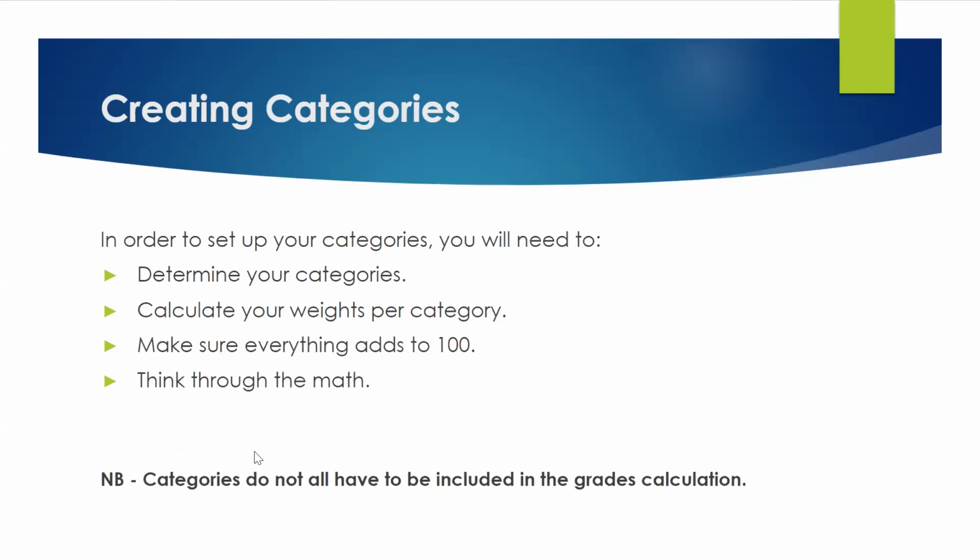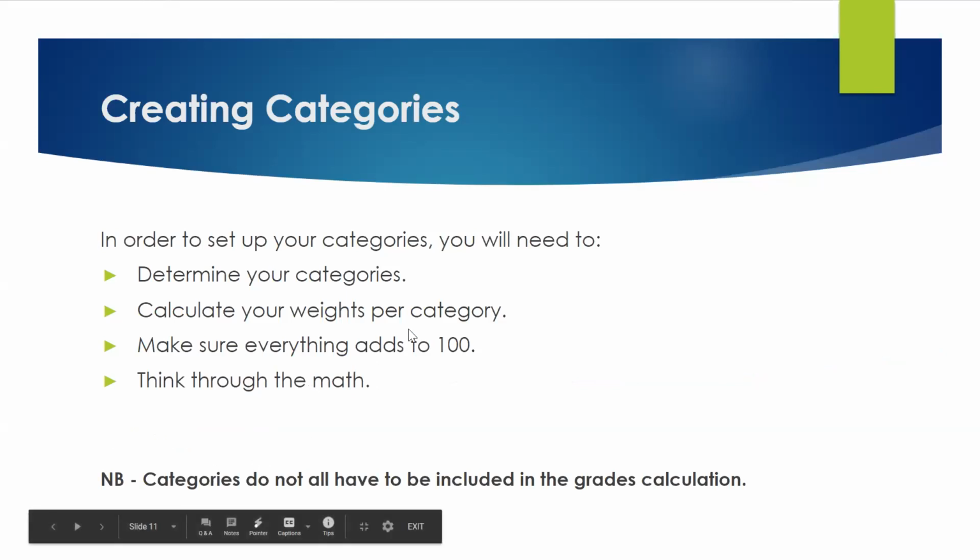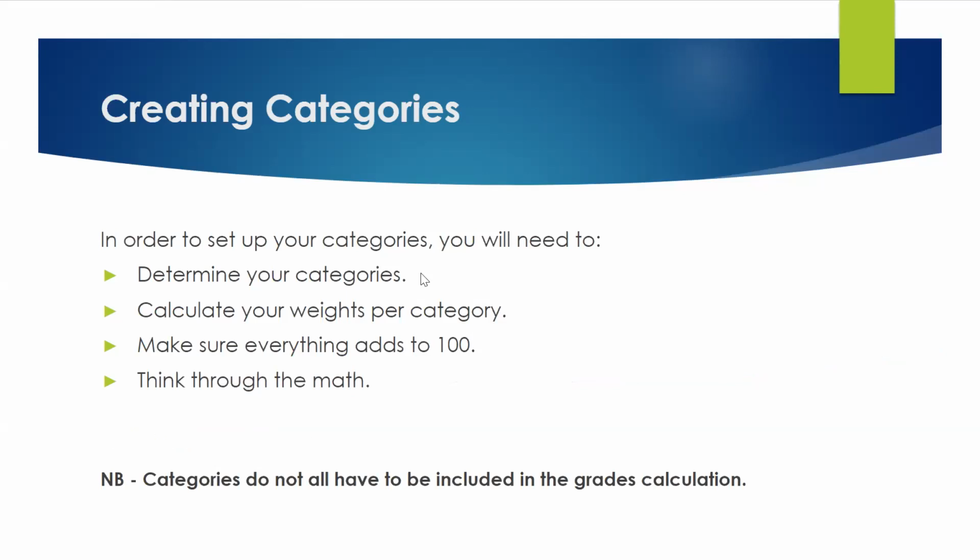So some things to think about when you are setting up your categories. You will need to determine your categories. So that's overall expectations that you want to assess against, or whether that's your knowledge, inquiry, communication or application. Just make sure you determine those categories because that's the first thing you're going to want to enter into this gradebook. Next thing you want to do is weight each category, putting weights to the knowledge category, the inquiry, communication, application. You just want to make sure that everything adds up to 100.